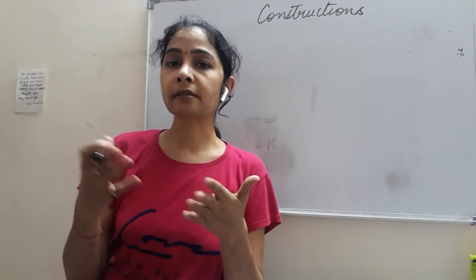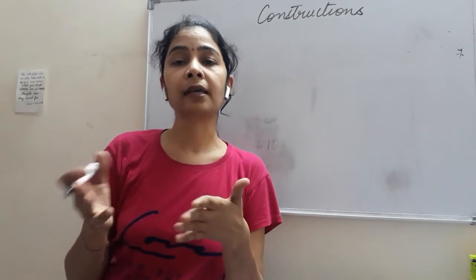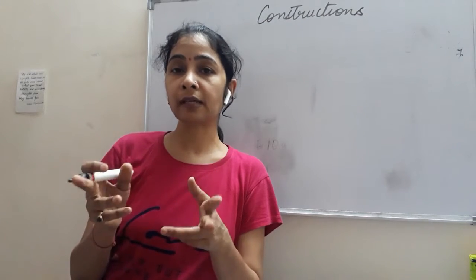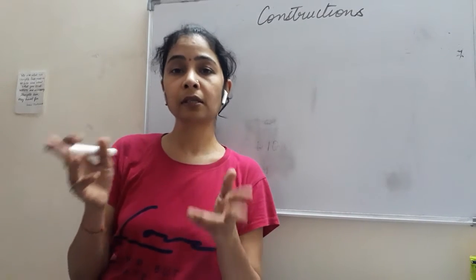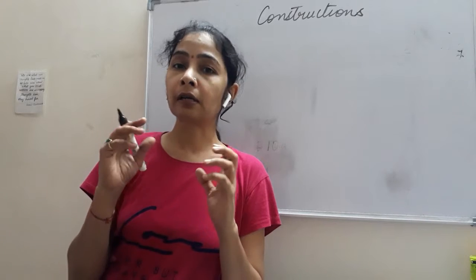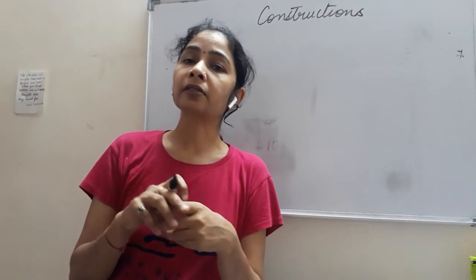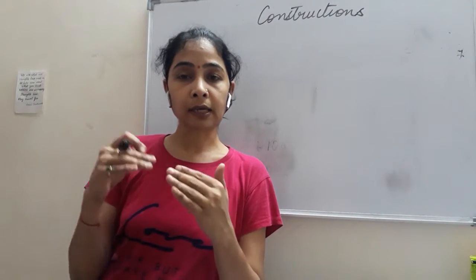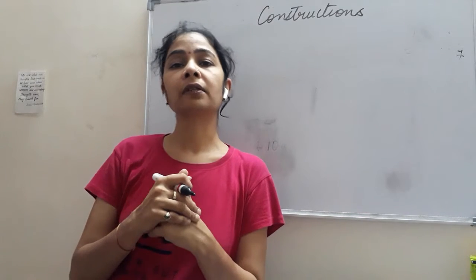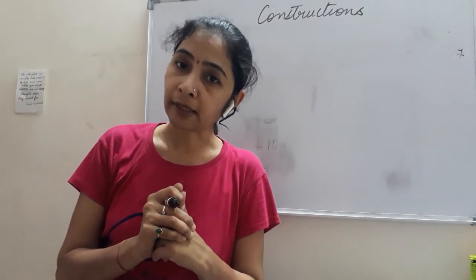Already I told you, ASA, SAS, SSS, like that it should be given. Either two sides and an included angle, or two angles and an included side, or right angle, hypotenuse and side should be given. So considering all these four criteria, we will do the construction of triangles today.